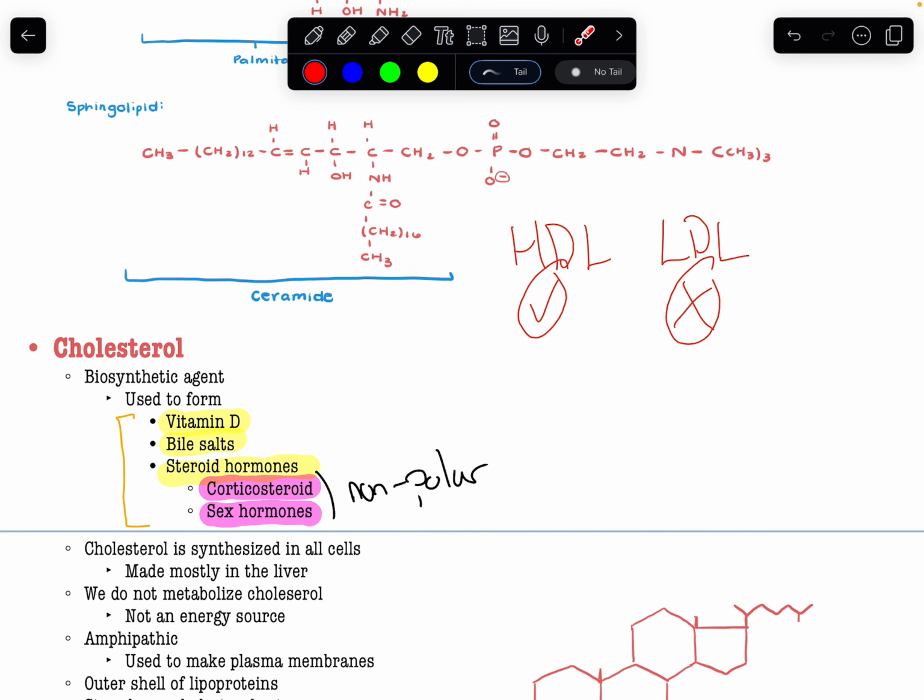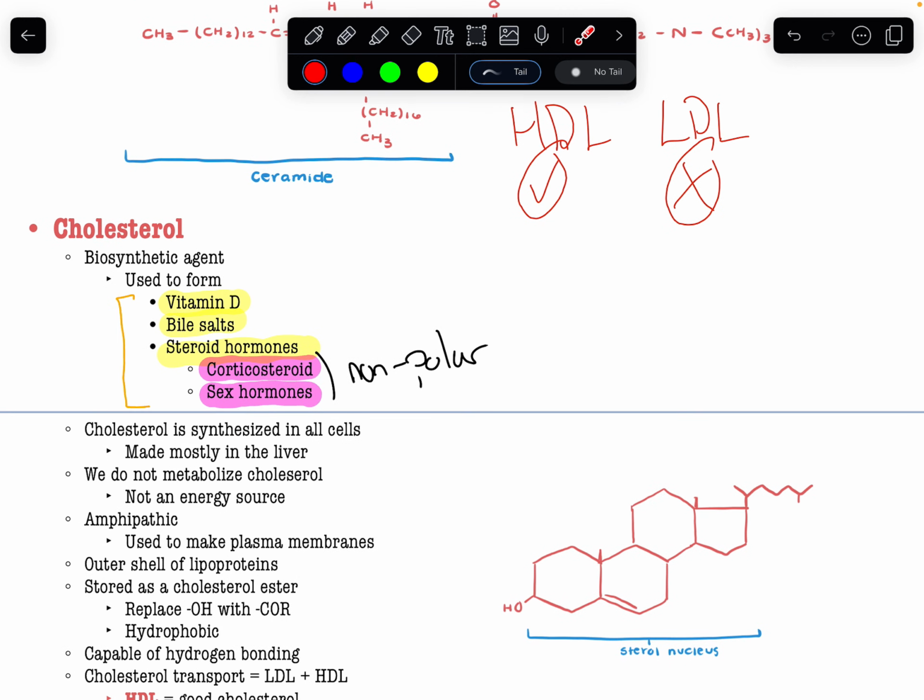Moving on now, we're moving into cholesterol. Cholesterol is a biosynthetic agent. It is also naturally occurring in your body. A major concept I want you to understand is that cholesterol is used to form vitamin D, bile salts, and steroid hormones. Steroid hormones will include corticosteroids as well as sex hormones, which are both nonpolar. Just understand that these products are all made from cholesterol.